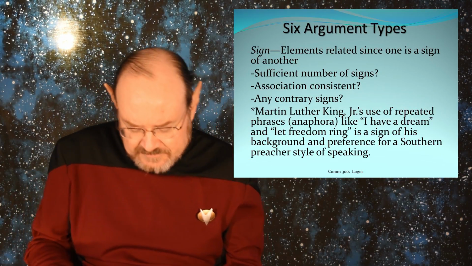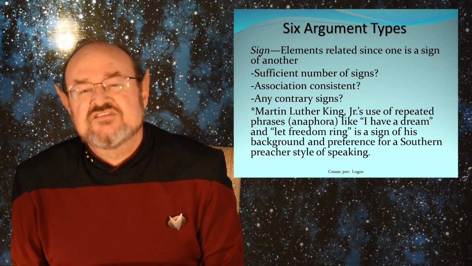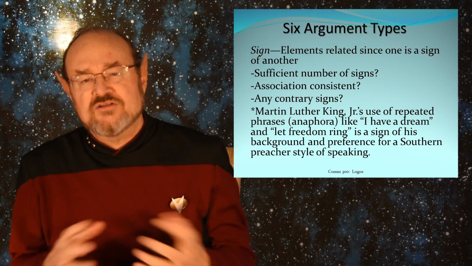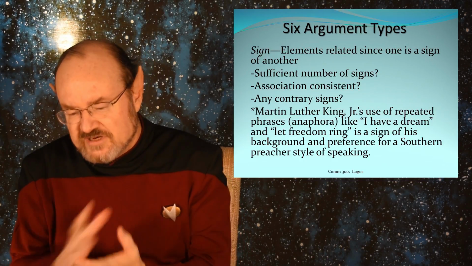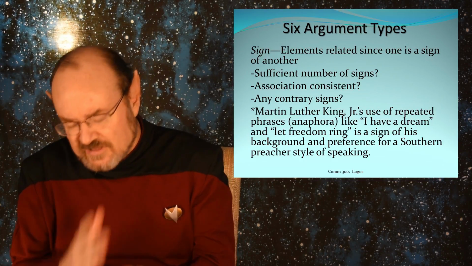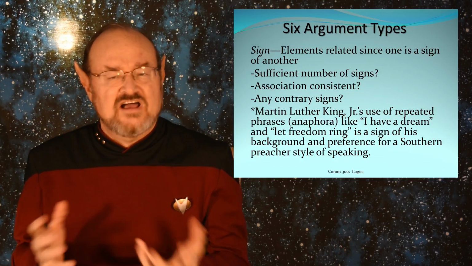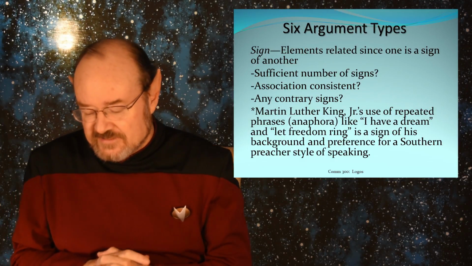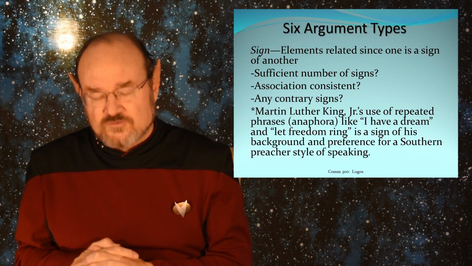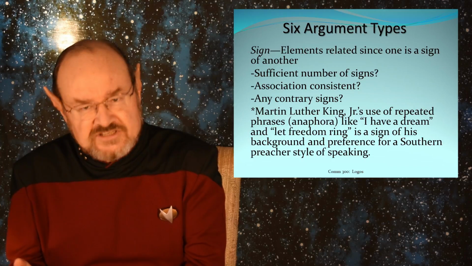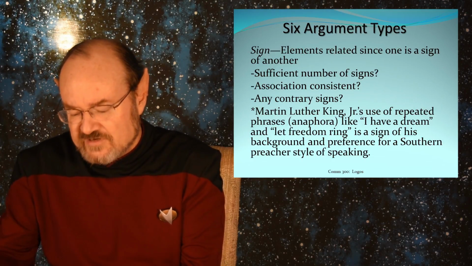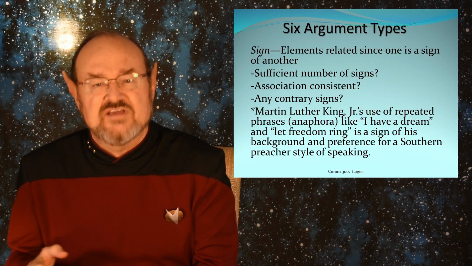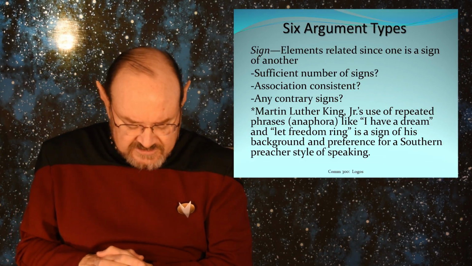Argument from sign. In a speech, you'll often make an argument that says, well, Martin Luther King uses a lot of anaphora, repeated phrases. I have a dream, let freedom ring. And that's kind of a sign of his background as a Southern preacher. And so I might ask, well, are there a sufficient number of signs? Are there enough examples of this repeated phrasing to think that that conveys the rhythm of a Southern preaching style?